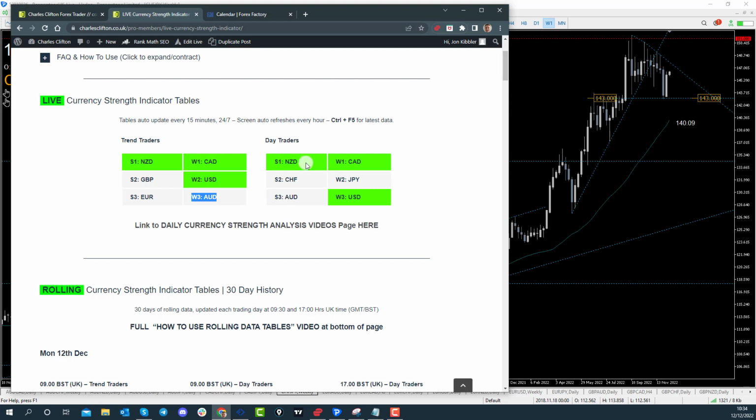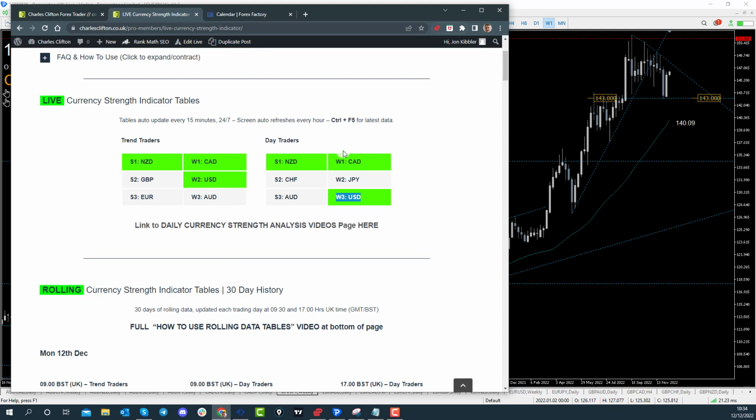On the day trader side of things, the Swiss franc is the second strongest currency, followed by the Australian dollar as the third strongest currency. On the weak side of things, we know CAD's already at the top, so yen is W2, the second weakest currency, followed by the US dollar as W3.